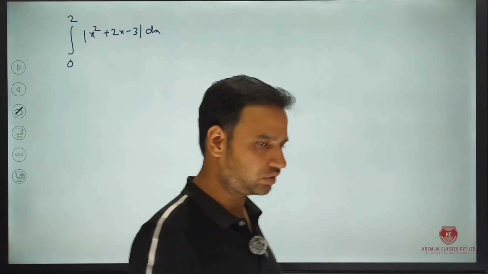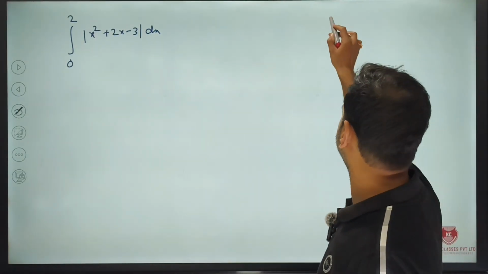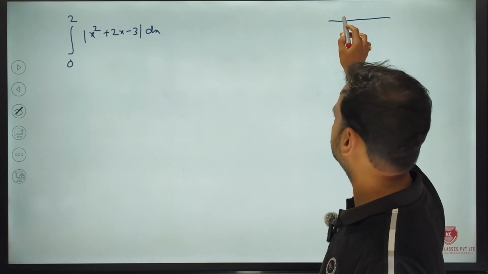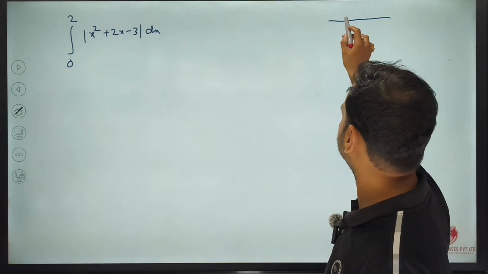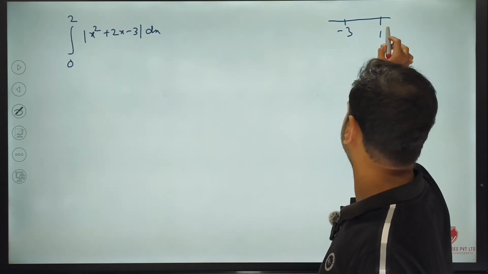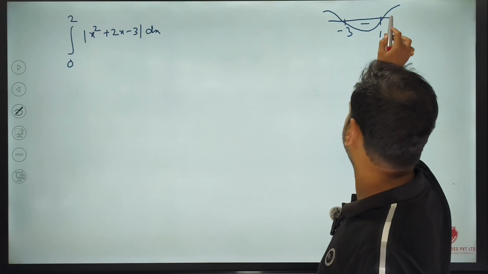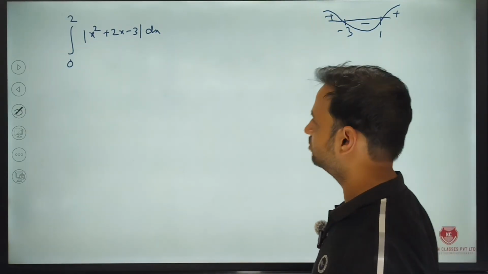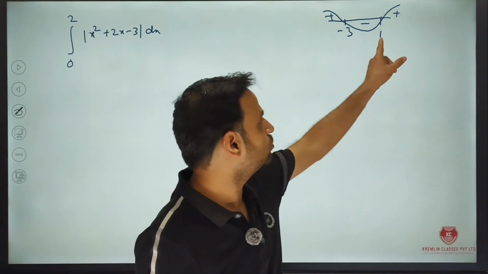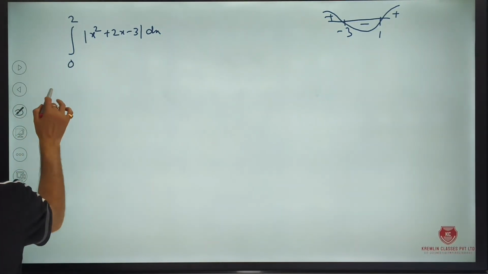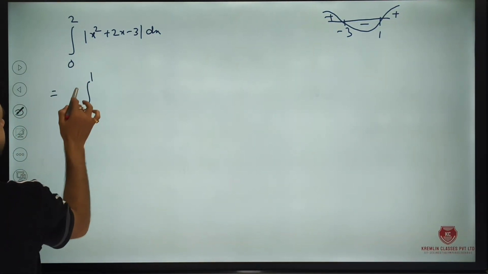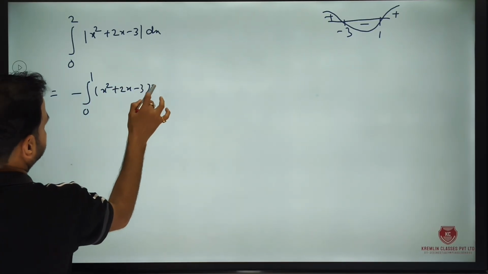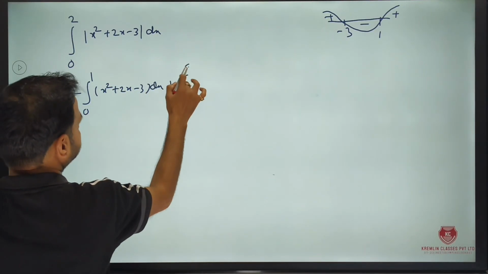Here we have to find the roots of this equation so that we can know where it is positive and where it is negative. The roots are plus 3 and minus 1, so it is x plus 3 times x minus 1. By the way, it is negative here, then positive, positive. So basically, 0 to 2 will break into 0 to 1 where it is negative, and 1 to 2 where it is positive.